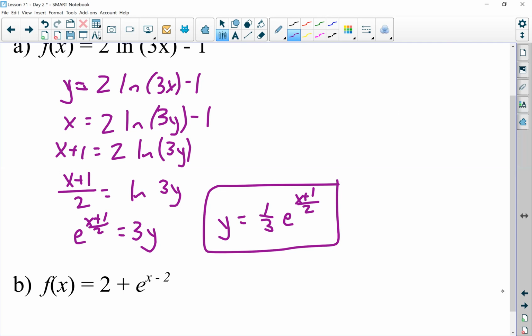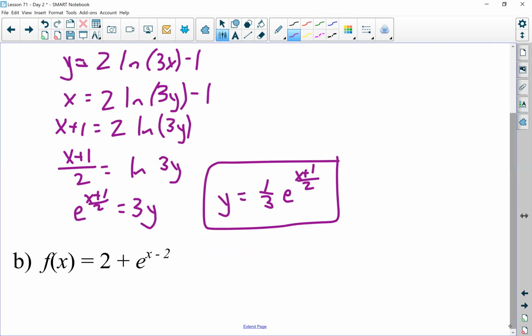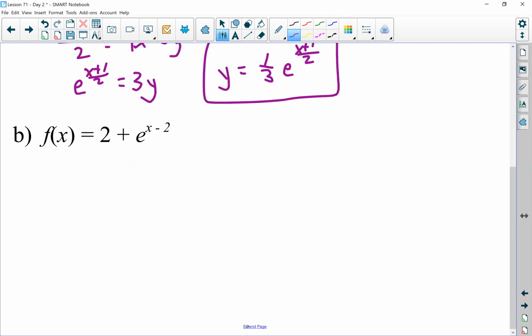All right, the last one here is an exponential. So again, y equals 2 plus e to the x minus 2. Switching my x and my y. Solving to get the y alone. Subtract 2.